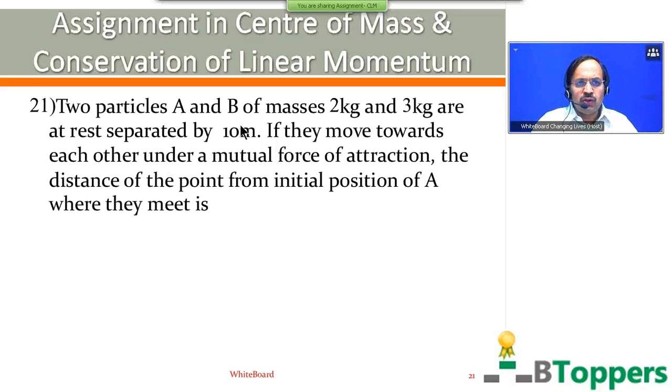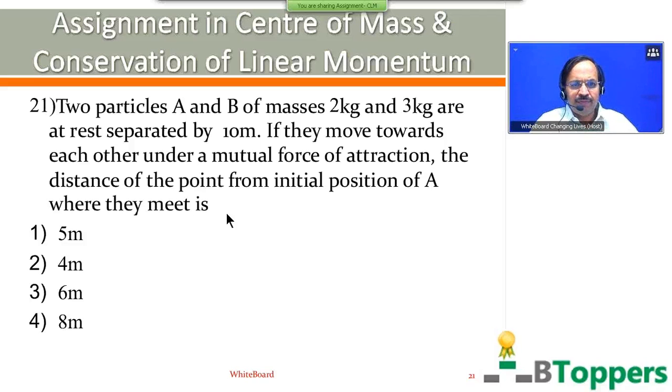21. Two particles A and B of masses 2 kg and 3 kg are at rest separated by 10 meters. If they move towards each other under a mutual force of attraction, the distance from the initial position of A where they meet is? Come on, try the question.